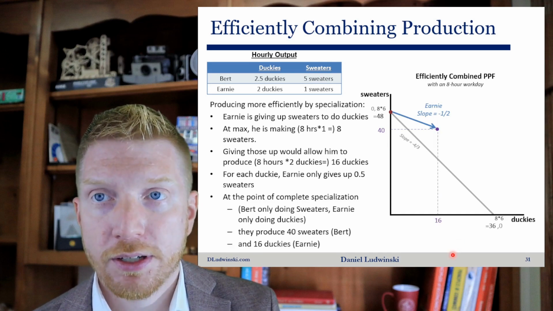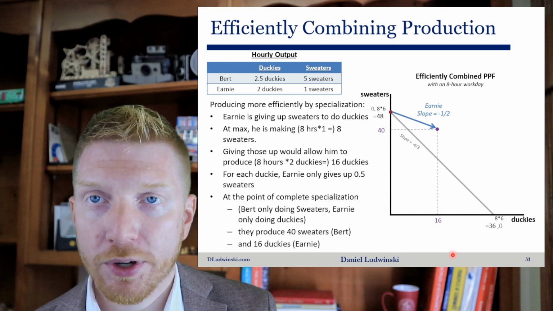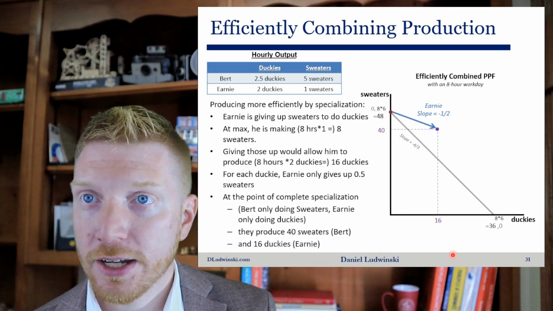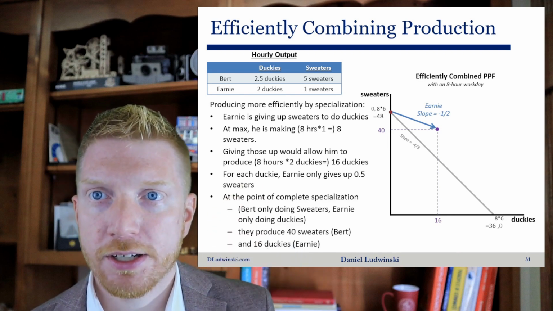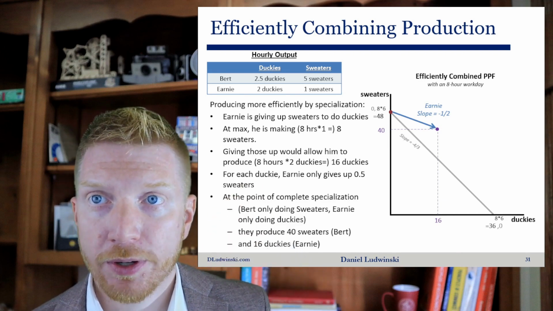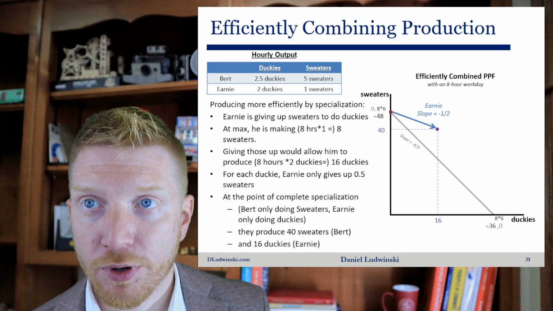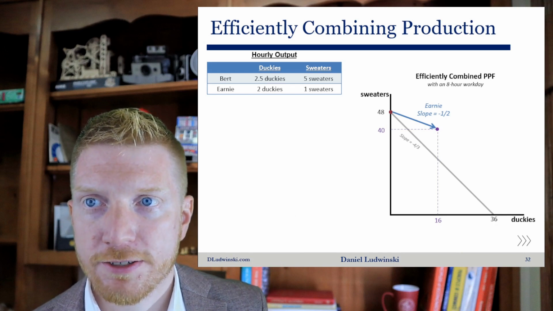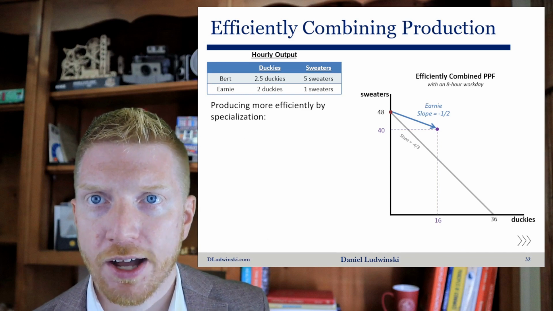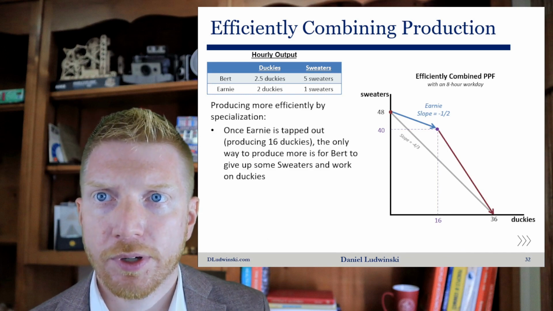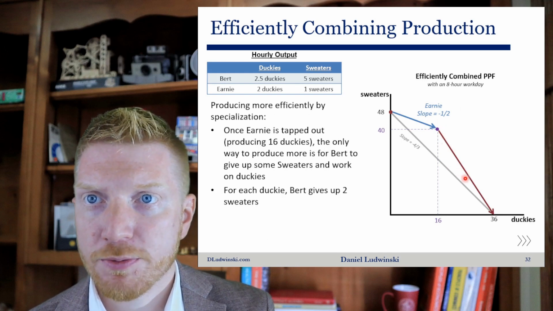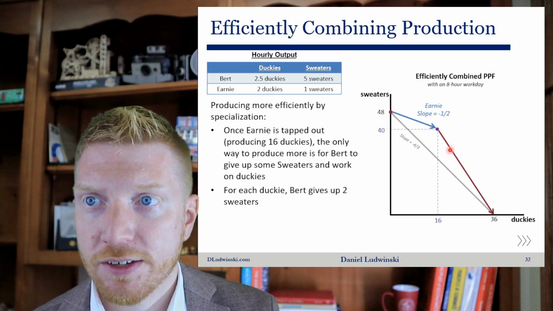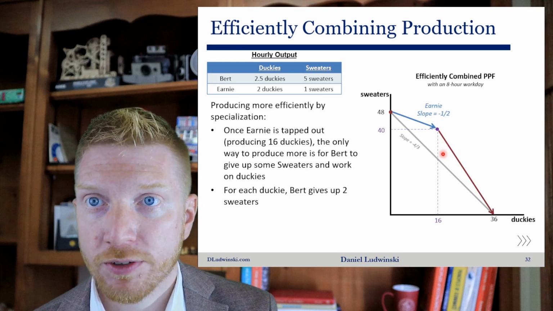At this point, the only way to get more duckies, since Ernie cannot make any more duckies, he is putting all of his time into duckies, is for Bert to start switching his production from sweaters to duckies. Let's view this graphically. And so this segment is showing Bert's production, where he is giving up 2 sweaters for each ducky.